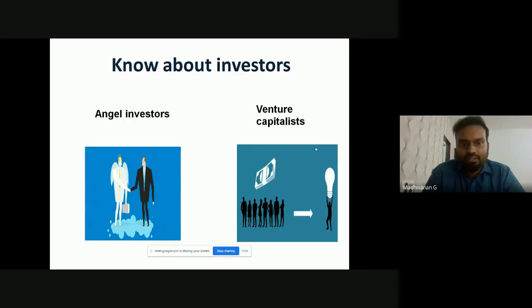You need to have a paying customer, and you need to bootstrap the startup before going for investors. You need to know exactly what you are doing so that the investors can trust you.